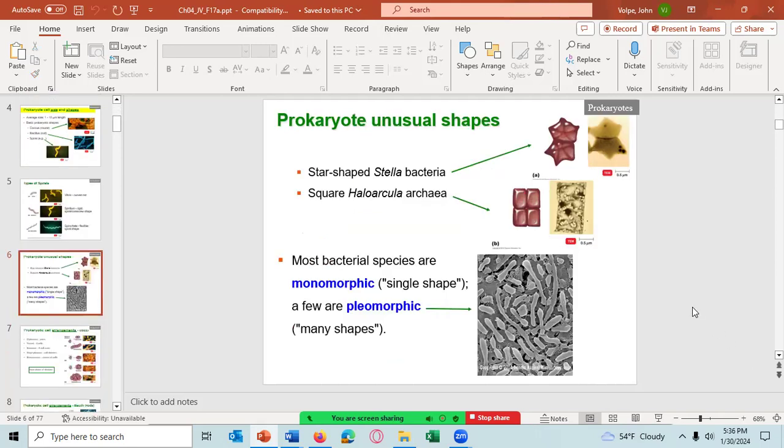You have some unusual prokaryote shapes, like the star-shaped Stella bacteria, that's a genus. And the square, actually, I think it's not square, but rectangular, Haloarcula. This is an archaea. And there's the electron microscopic image for these. This is an artist's rendition.